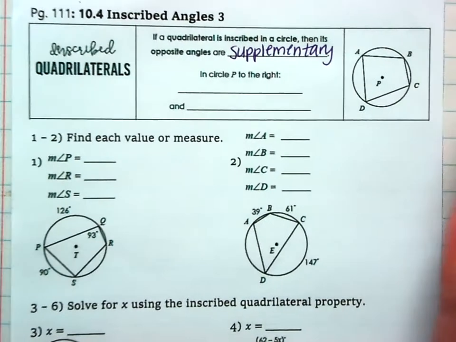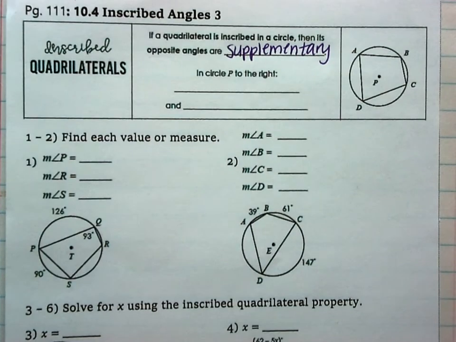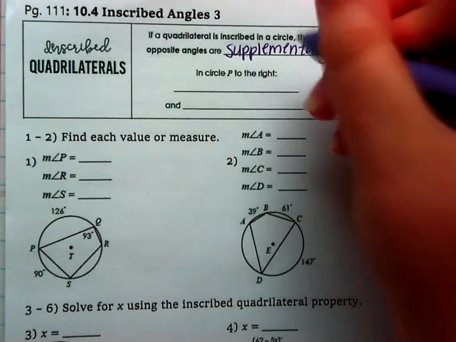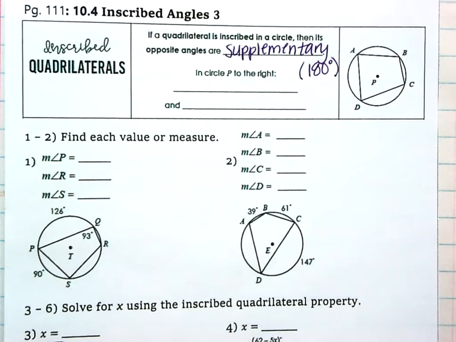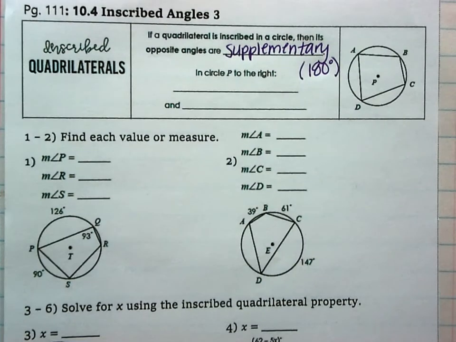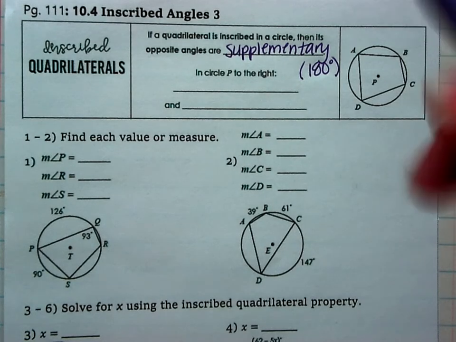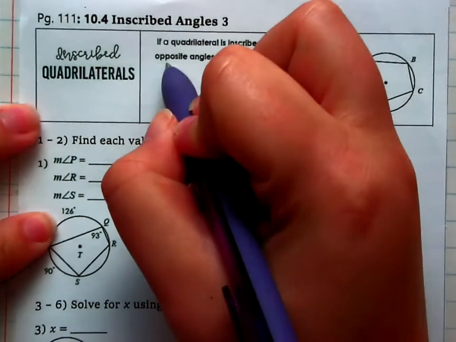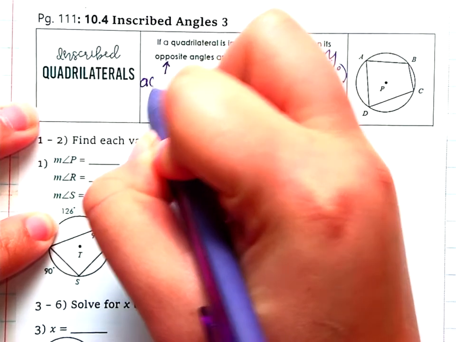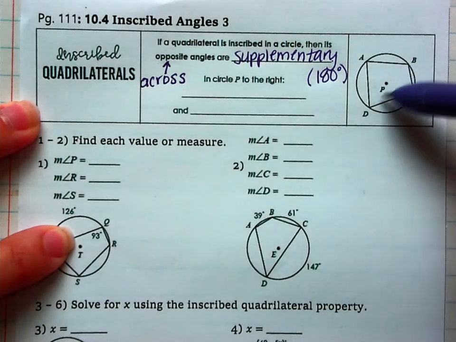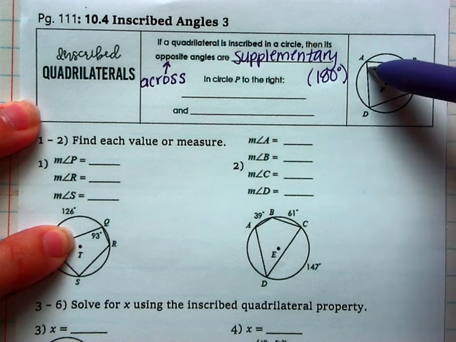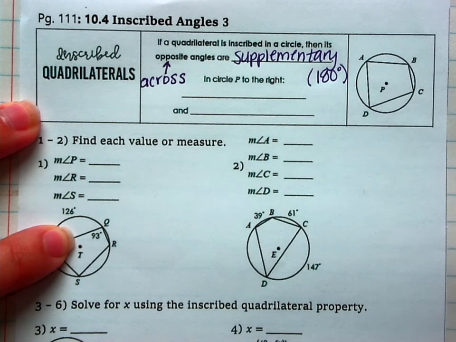What does supplementary mean again? Yes, they add up to 180 degrees. I know I'm going a little Dora the Explorer on you right now, but just trying to keep things normal. Ask questions. Have you thinking? All right, so also remember that opposite in math means across. So this says the angles across from each other would add up to 180 degrees.